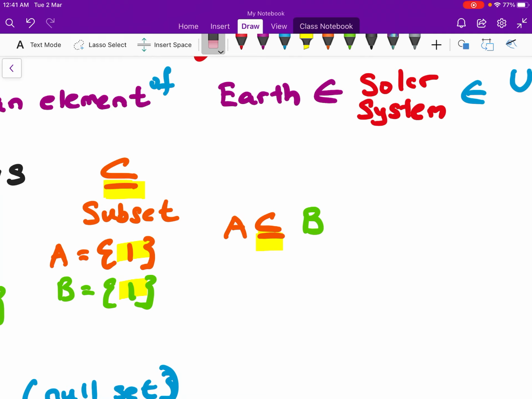You can see A only consists of 1, and B also consists of 1. So I can say A is a subset of B. Why? Because whatever is in A is also in B, and whatever is in B is also in A. So this is something like A is equal to B and B is equal to A. This is subset.